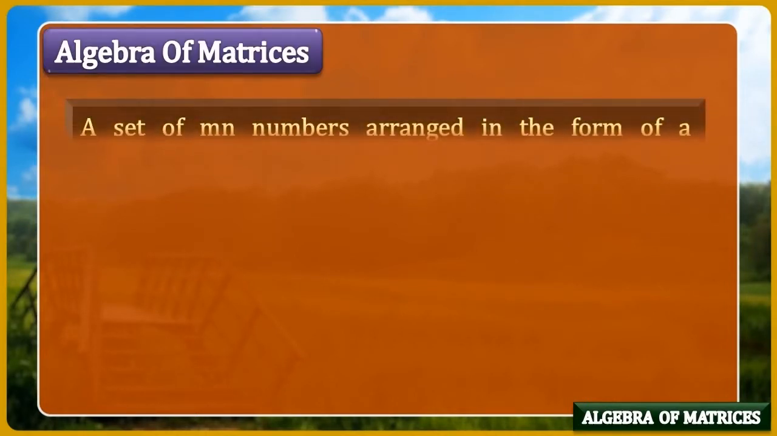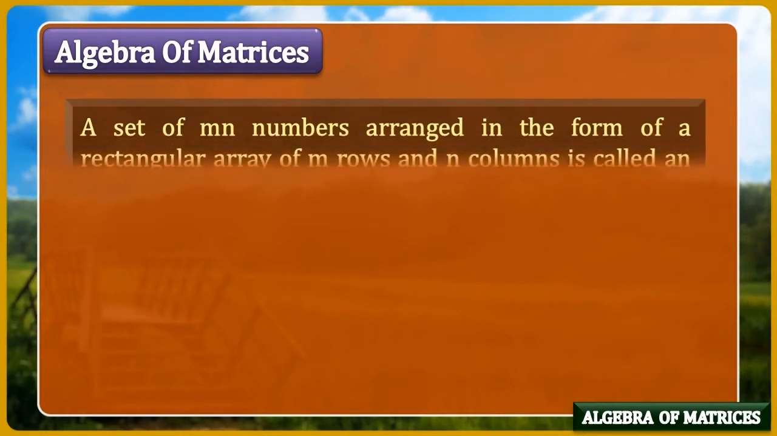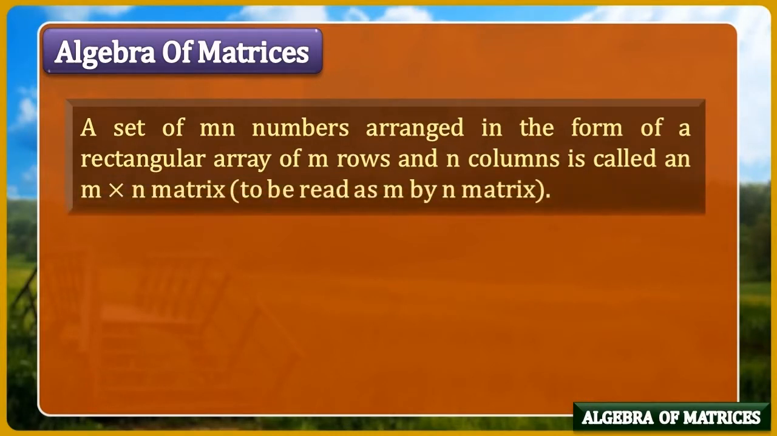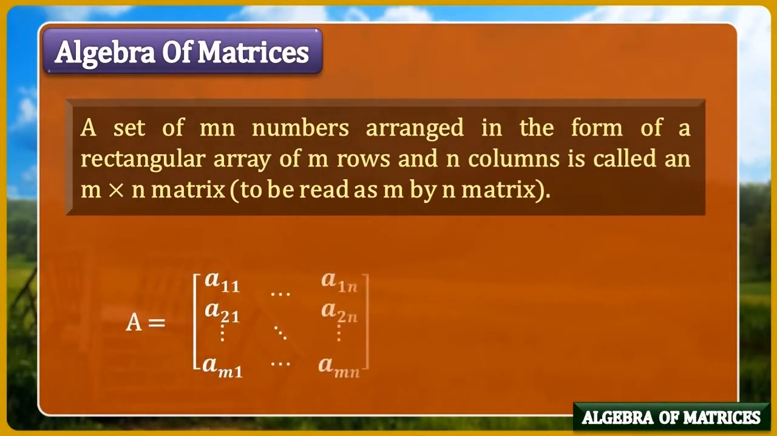A set of m n numbers arranged in the form of a rectangular array of m rows and n columns is called an m into n matrix, and is read as m by n matrix. An m by n matrix is written as above, and in compact form, the matrix is represented as matrix A is equal to matrix Aij of order m by n.